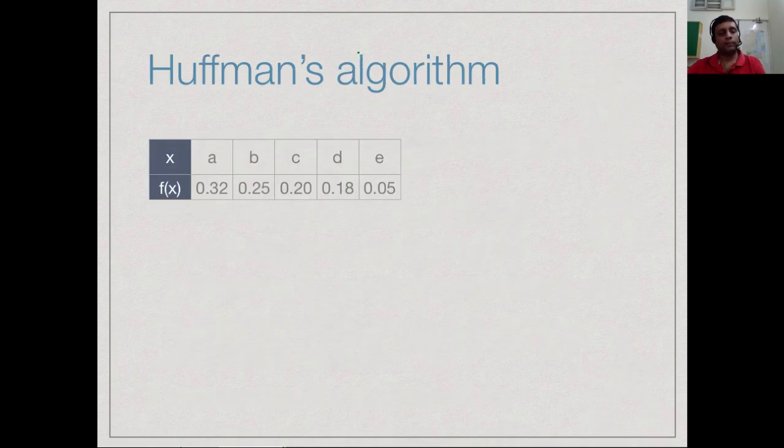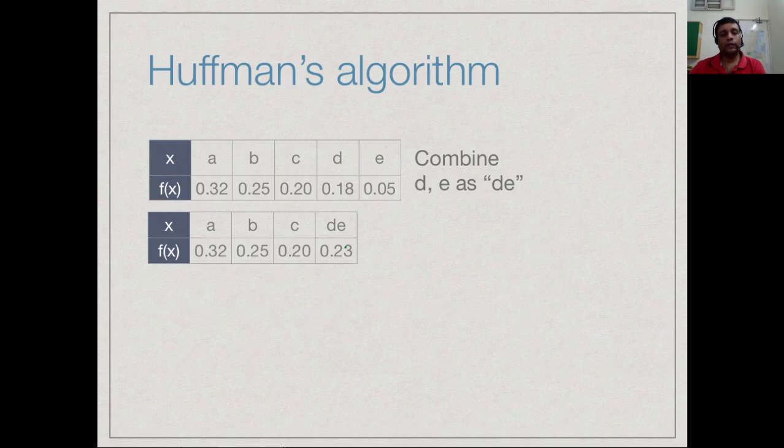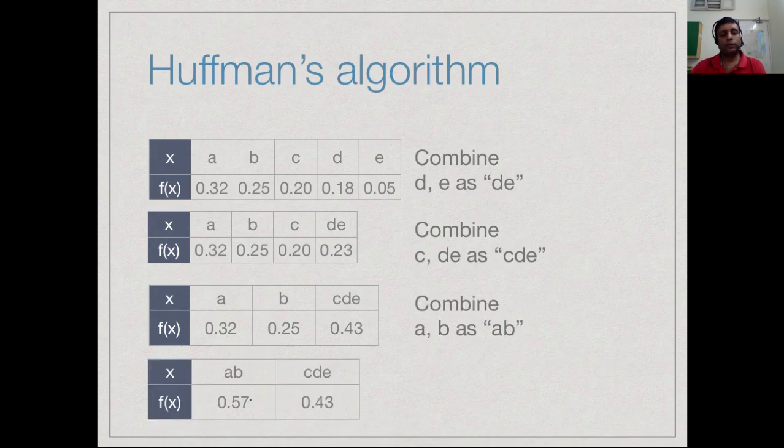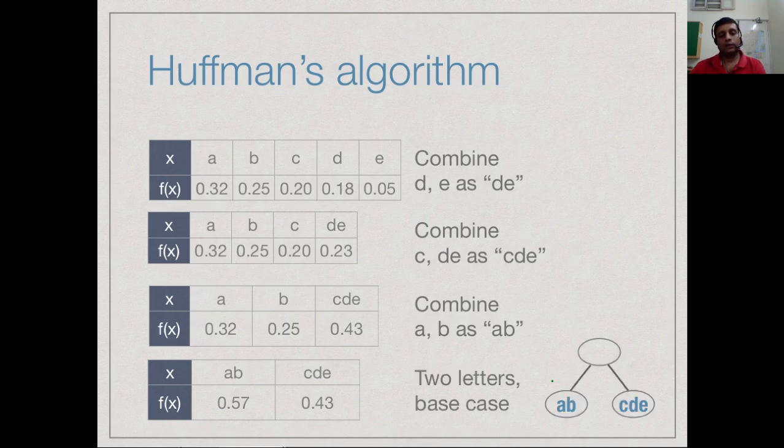So let's look at this example that we had earlier. Right? So here the two lowest frequency letters are D and E. So we merge them into a new letter DE, and this has frequency 0.23 because it's 0.18 plus 0.05. Now these two are our two lowest letters, so we merge them and we get a new letter CDE of cumulative frequency 0.43, which is the sum of all the frequencies of the components. Now it turns out that these two are the smaller two, so I merge them into a letter AB. And now I have reached my base case where I have exactly two letters. So I can set up a trivial tree for these two letters labeled 0 and 1.